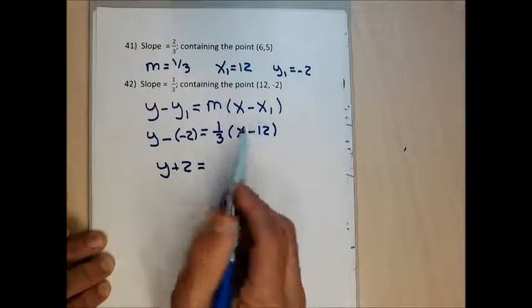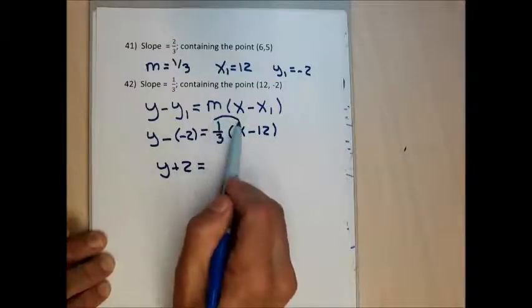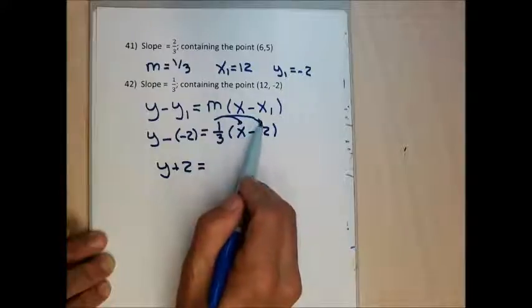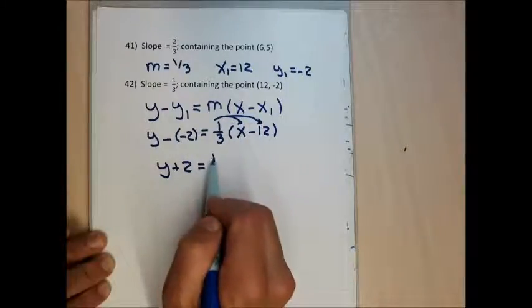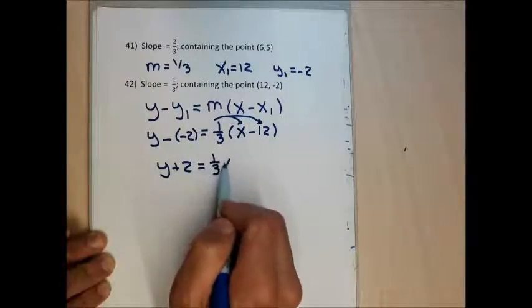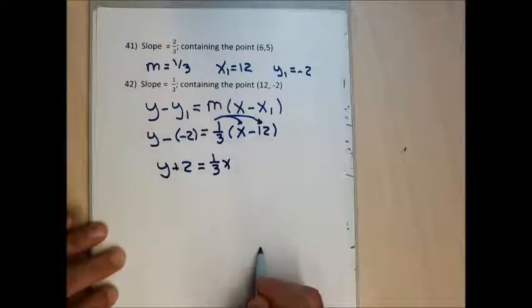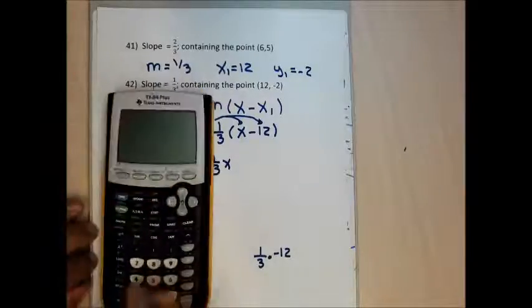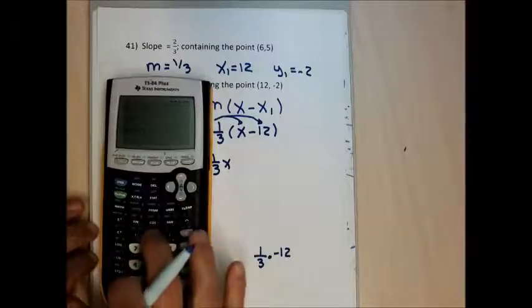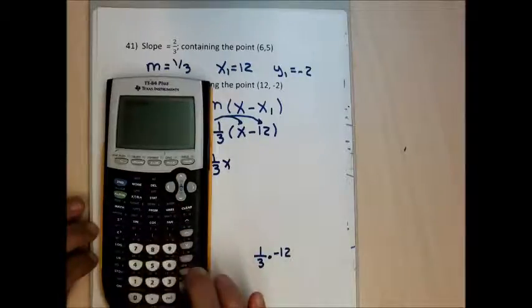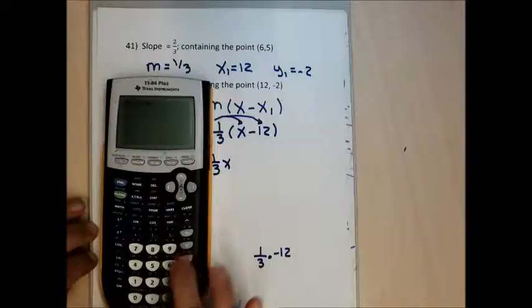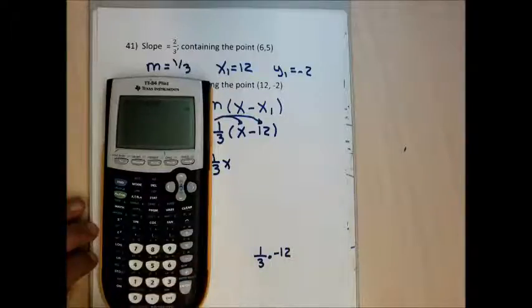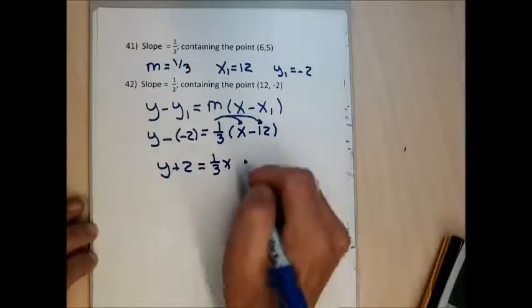On the right-hand side, it's a little bit trickier. I need to go 1/3 times x and 1/3 times negative 12 to clear the parentheses. The 1/3 times x part's not the tricky part. That's just 1/3 x. But the 1/3 times negative 12, that can be tricky. I could just do it on my calculator if I want. To do that on my calculator, I'd probably put the 1/3 in a parentheses, and then I can go times and then negative 12. And my calculator will tell me that's a negative 4. That's what is going to have to go after the 1/3 x.